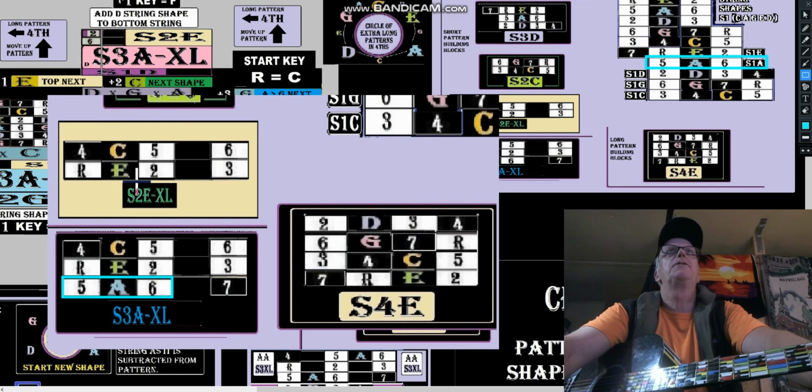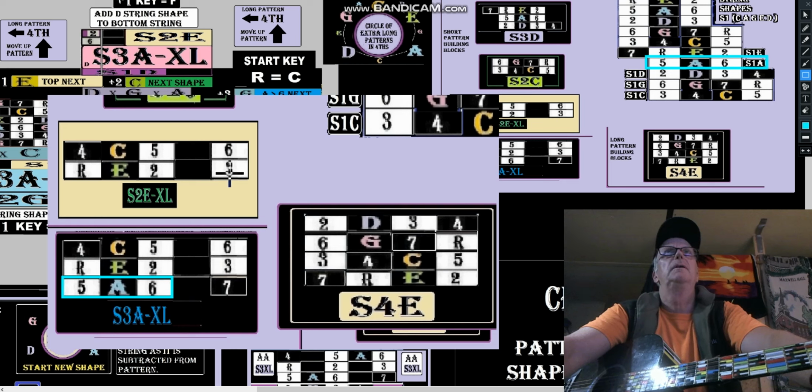So if we move a pattern up, or if we go up one string in string shapes, we're going up to the fifth. So I call this the S2EXL because it's essentially the pattern we're going to use to play that fifth, but really it's the fourth. The fourth of A is E, right? The fifth of A is E. It's important to understand. If we start on an A string shape, the next string up is going to be the fifth of that string shape.